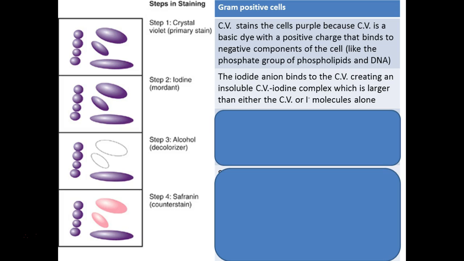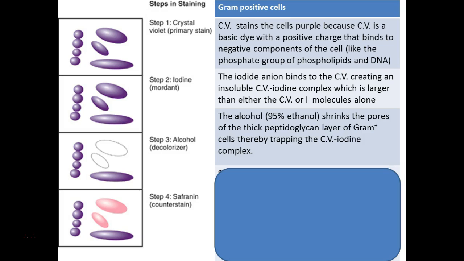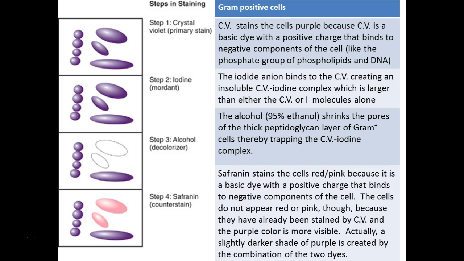Gram-positives? No, they're going to stay purple because the peptidoglycan layer that's really thick is going to shrink and trap in that crystal violet iodine, that larger molecule. Then we're going to stain with safranin, but remember they're still going to look what color? They're still going to look purple.